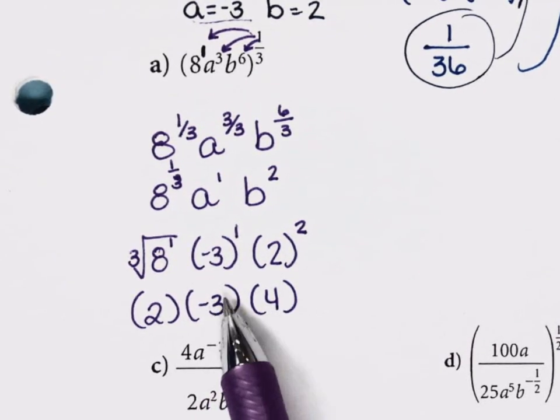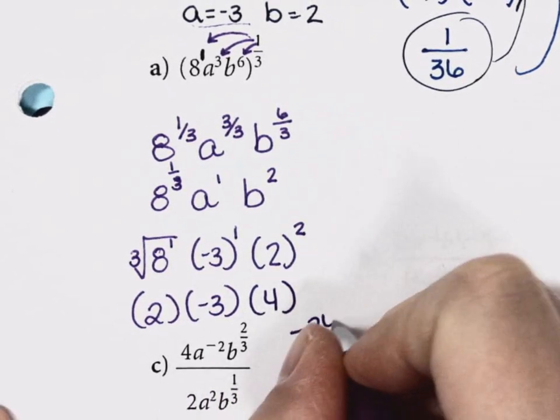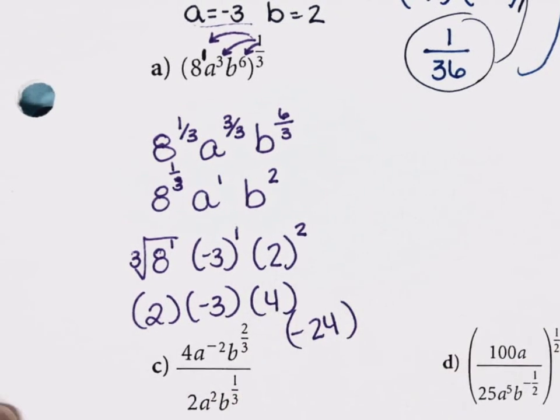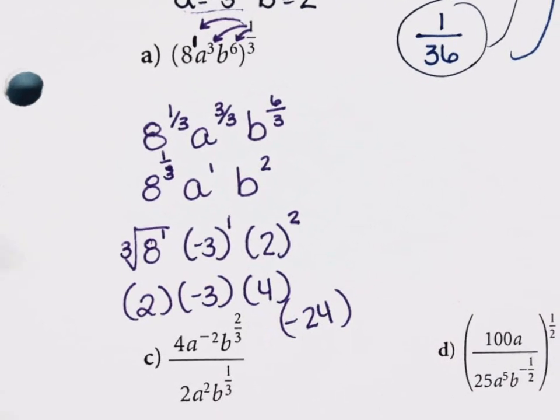So 2 times -3 is -6. -6 times 4 is -24. I should probably leave more room. I don't know why I put it in brackets. Just bad habits, good habits, I'm not sure.